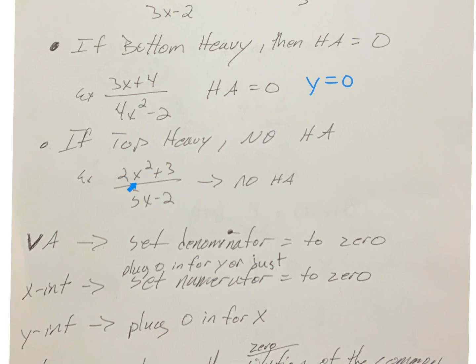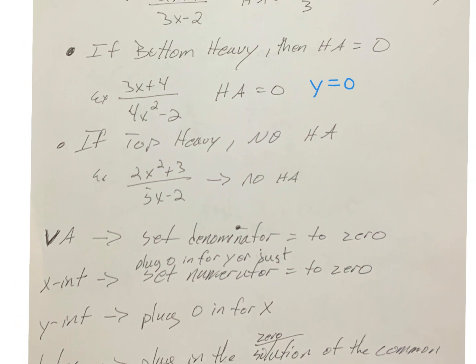All right, continuing on, if it's top heavy, where the degree is larger in the numerator than the denominator, then we do not have a horizontal asymptote. And the vertical asymptote, you can simply find that by setting the denominator equal to 0, because we cannot have anything over 0. That will make it undefined, and that's how we identify our vertical asymptote.